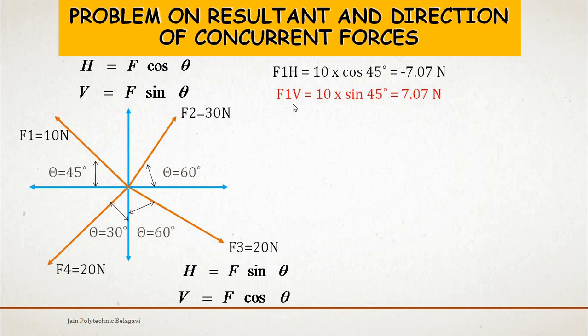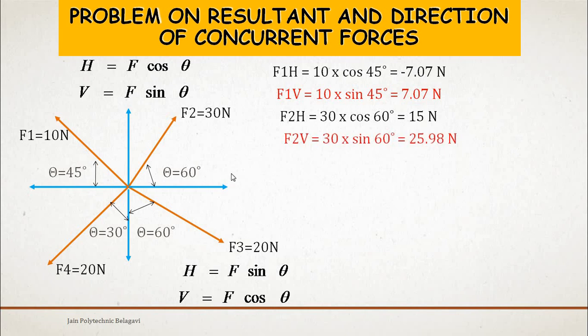So force 1 has a vertical component of F sin theta. F is 10, sin 45, so it is plus. Why? Because the vertical component is acting in the upward direction, so it is plus. Coming to next, force 2 has a horizontal component with plus, and it is 30 as the force and cos 60. Why cos 60? Because cos theta is adjacent upon hypotenuse, so for the horizontal component it is 30 into cos 60. So it is going to be 15 Newton.